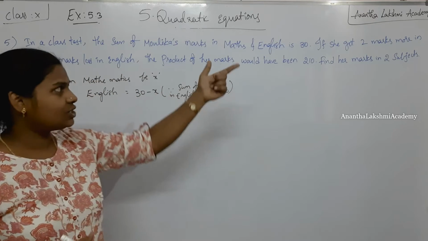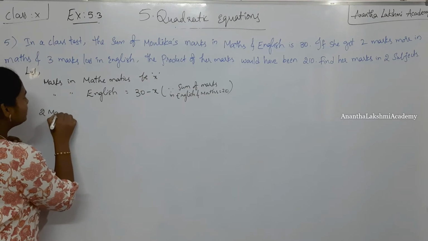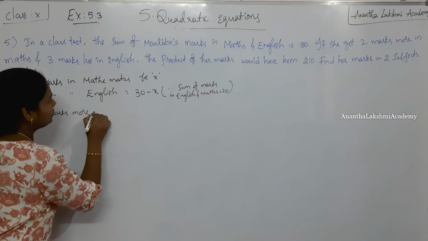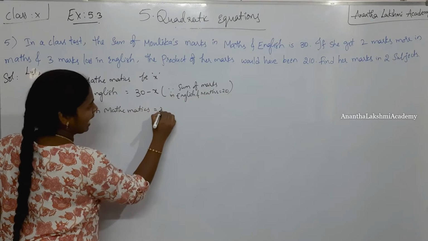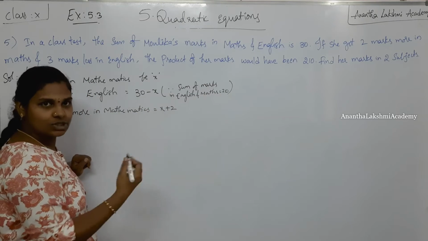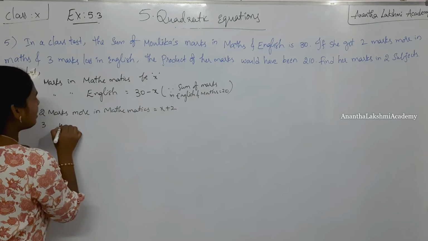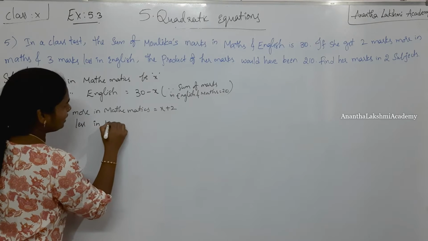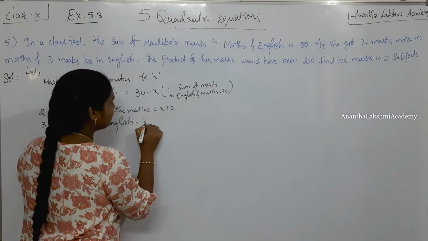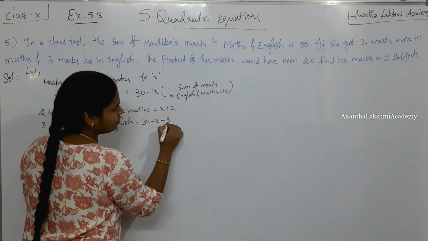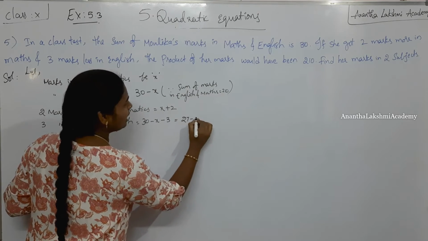Now, the next condition, what is given? If she got 2 marks more in mathematics. What is the mathematics score earlier? x. 2 marks more is x plus 2. And the second condition is 3 marks less in English. We have English marks as 30 minus x, 3 marks less, so this is going to be minus 3. So that becomes 30 minus 3 is 27 minus x.